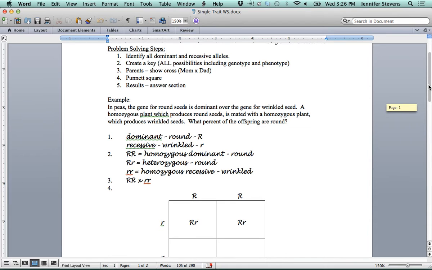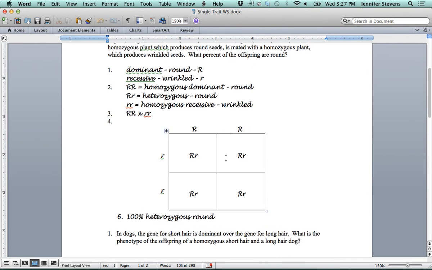Then for step 5, we have to answer the question, what percent of the offspring are round? Well, let's look at the results of the Punnett square. This one is round, this one is round, this one is round, and this one is round. So all 4 of my squares would have round. So the idea is that 100%, it's not saying I'm only having 4 offspring, but it's saying that all of the offspring, 100% of them, would be heterozygous and all of them would be round.